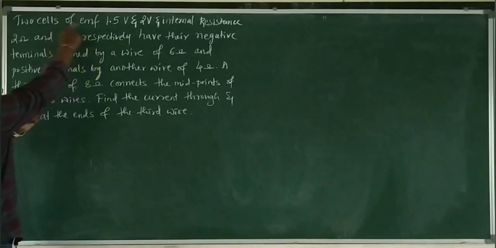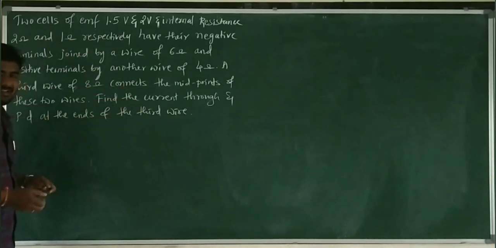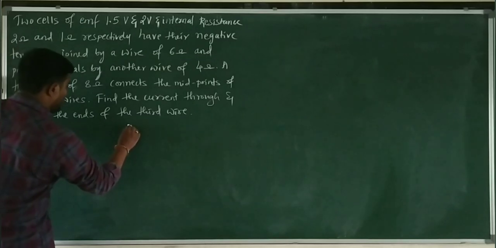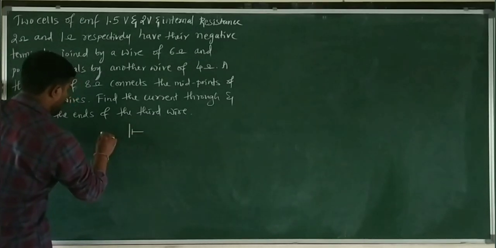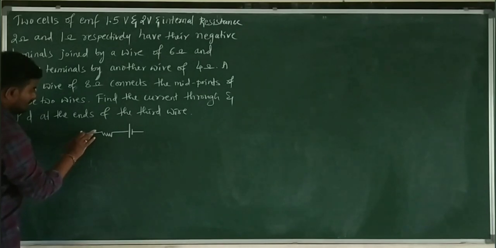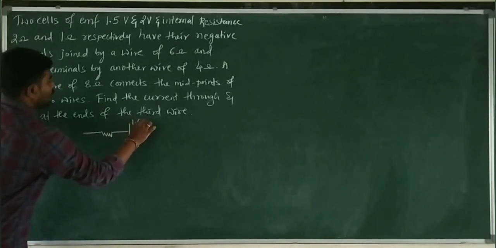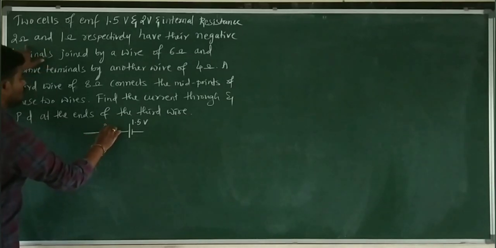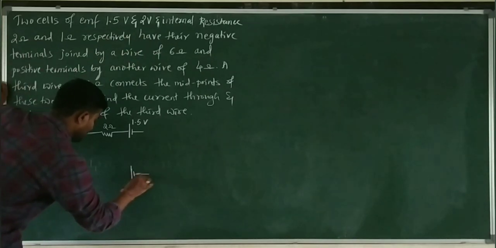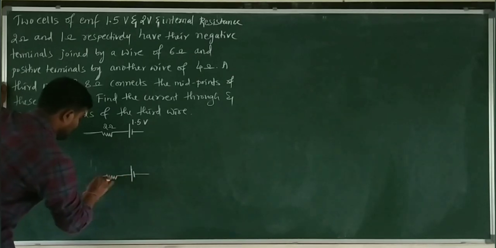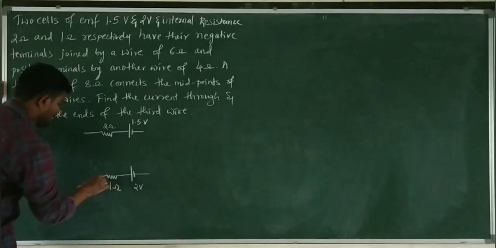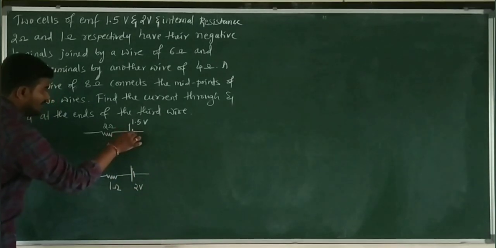See here, a cell is given. Cell means a cell contains both EMF as well as internal resistance, and that internal resistance value is going to be very, very small. Okay. So first 1.5 volt. So this is 1.5 volt. And this is internal resistance. Together we call it as cell. So this is 1.5 volt and this internal resistance is 2 ohm. Okay. And one more cell is given, and this is 2 volt and resistance is 1 ohm. Okay, this is positive terminal, negative terminal, positive terminal, negative terminal.